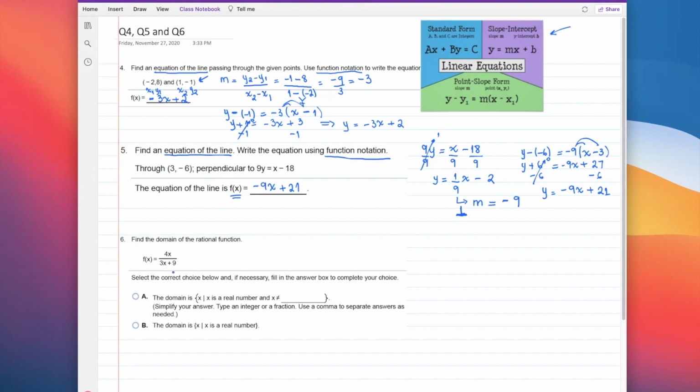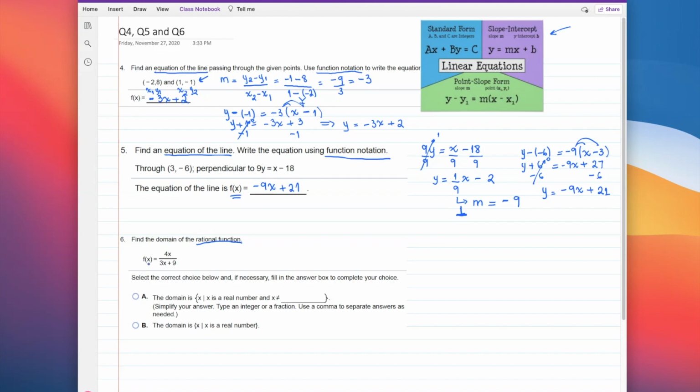The next problem is to find the domain of a rational function. A rational function is a function that contains a rational expression. A rational expression is an algebraic expression written in the form of a fraction where the numerator is a polynomial and the denominator is another polynomial. So the domain is the input, the possible values for x that I can put in this function to get my output, my y, to create the ordered pairs for this function.